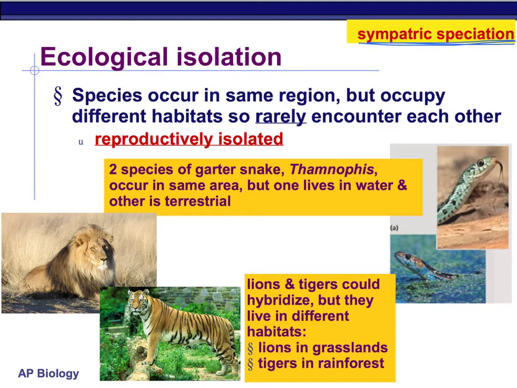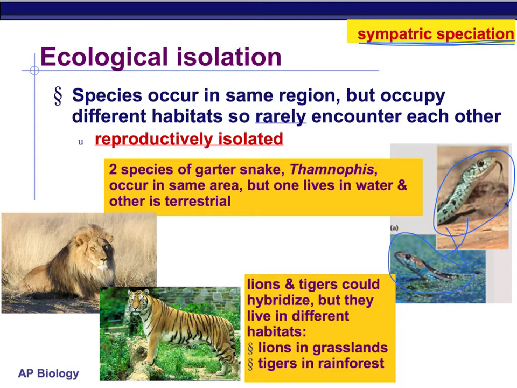Okay, so here's an example. You have two kinds of snakes. They're both garter snakes, but they're two different species. This guy is terrestrial. He lives on the land, but he doesn't like the water. This guy is aquatic. He lives in the water and hardly ever gets on land. The two of them will never mate because they never come into contact with each other.